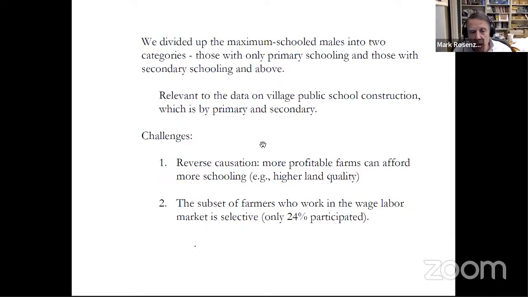So we're going to take the max schooling person, male, from these farm households, and we're going to look at the effects of their schooling on their farm profitability. And for the same people who work in the wage labor market, which of course is a selective sample, we're going to look at the effect of that schooling on their wages in that market. So we're going to have to take into account the selectivity, because only 24% of those farmers with max schooling actually worked in the wage labor market.